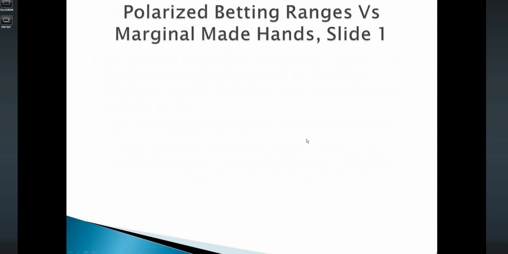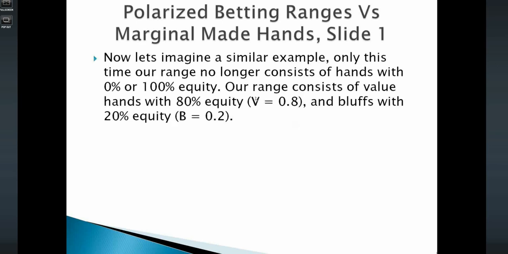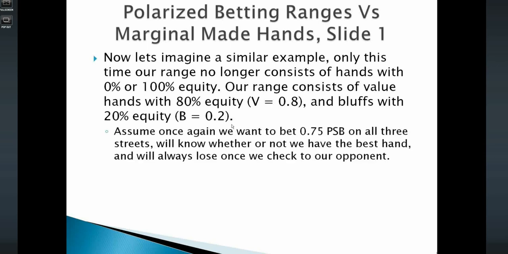Polarized betting ranges versus marginal made hands, slide 1. Now let's imagine a similar example, only this time our range no longer consists of hands with 0 or 100% equity. Our range consists of value hands with 80% equity and bluffs with 20% equity. So we have V equals 0.8 for 80% equity and B equals 0.2 for 20% equity. Assume once again we want to bet 0.75 pot size bets on all 3 streets.